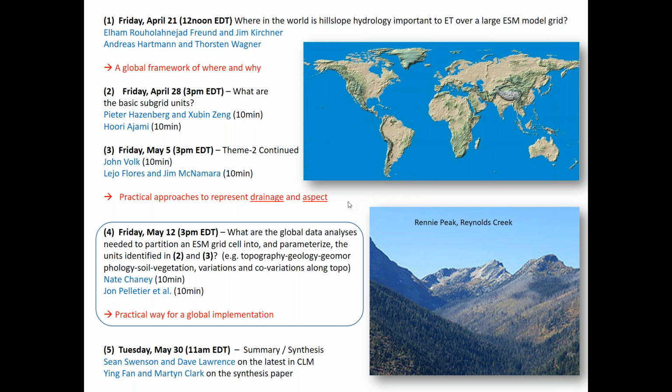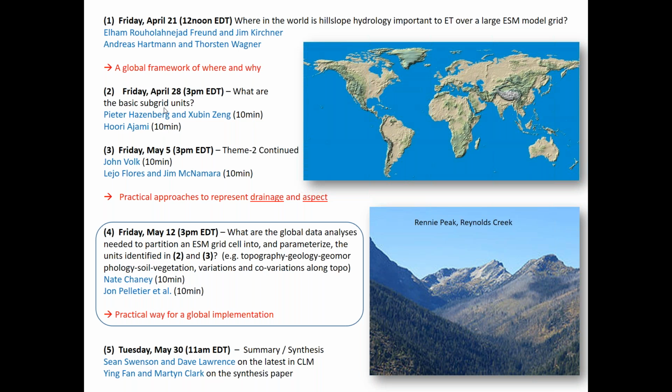3 weeks ago, we asked this question: where in the world is hillslope hydrology important to ET over a large ESM model grid? The idea there is to come up with a global framework to understand where hillslope hydrology is really important to the large grid mean vertical fluxes with the atmosphere, and why. What are the hillslope processes that make them important here?